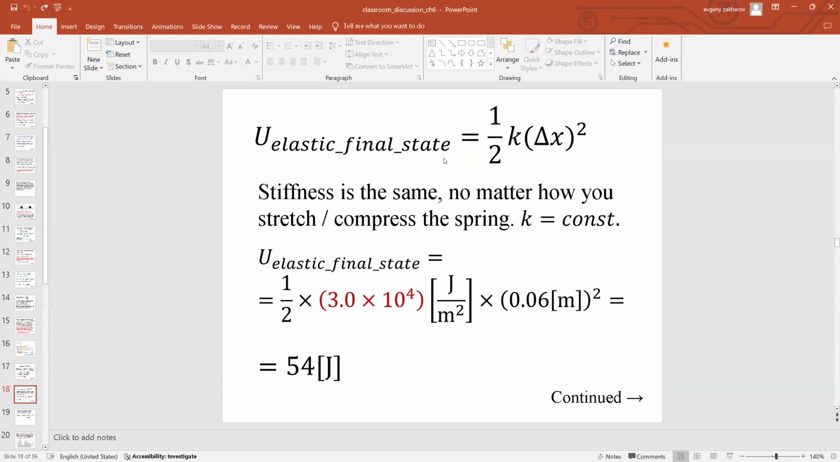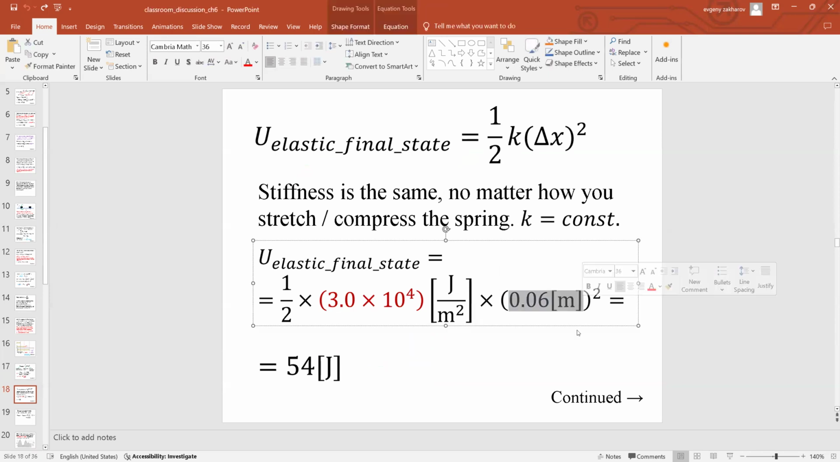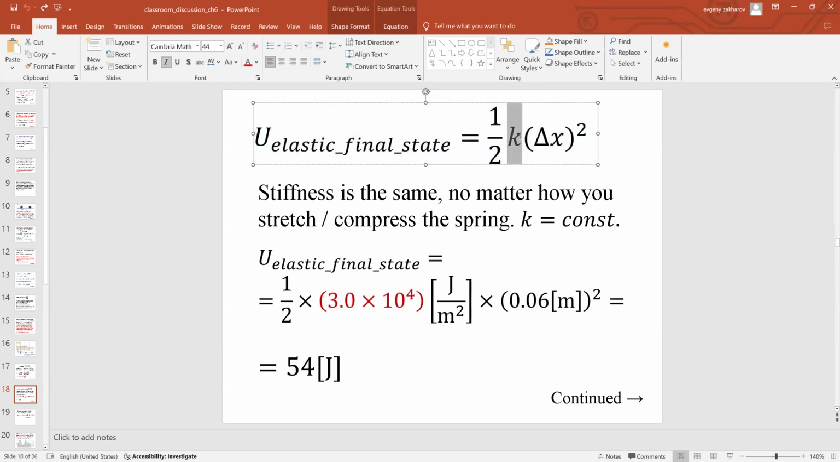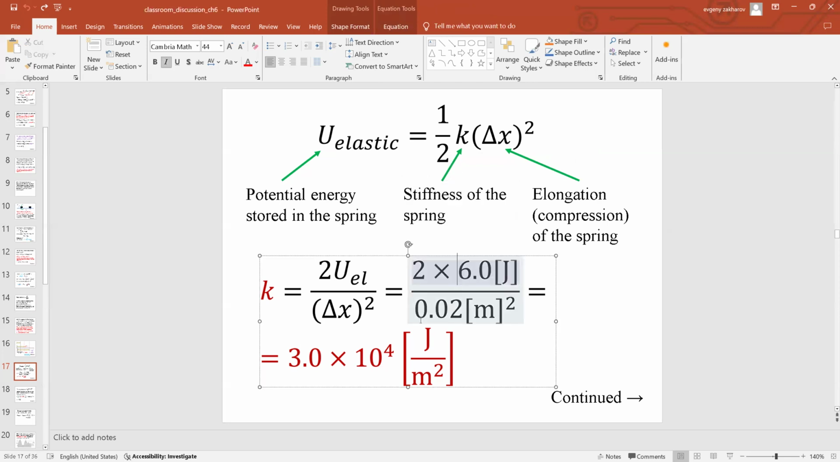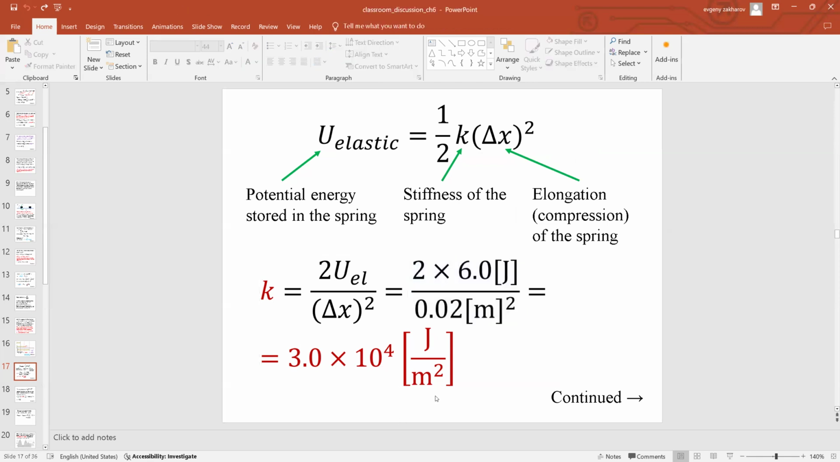And the final state, when it's stretched to 6 centimeters, it's the same spring, so it's the same stiffness. You got to understand that this stiffness thing is constant. Once you figure out the stiffness for the spring, no matter what you're going to do with that spring, that stiffness is going to stay constant. And that's exactly what we have here. We just found the stiffness, and now we're going to use it to solve for other conditions for the same spring.